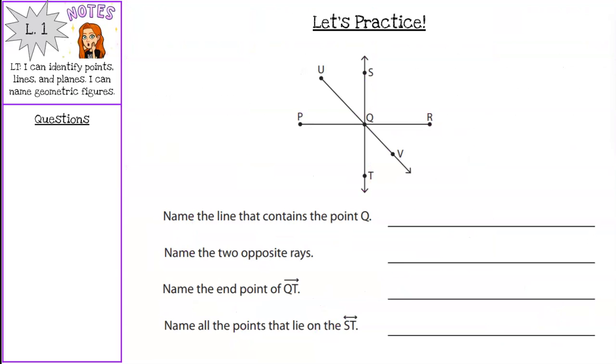So a little more practice here. We have to name the line that contains point Q. So we go to Q. There's a lot that contains Q, but if we look, UV is a ray, because it's got an endpoint and then an arrow. PR is a line segment because it has 2 endpoints. So the line that contains point Q would be ST.